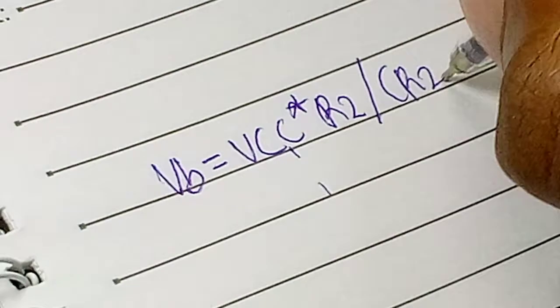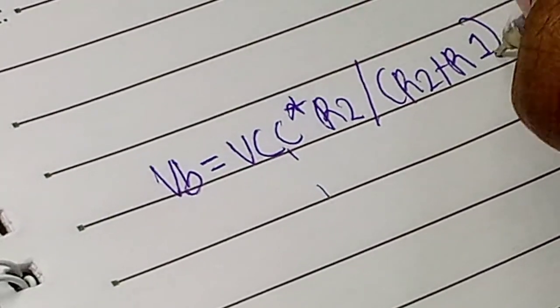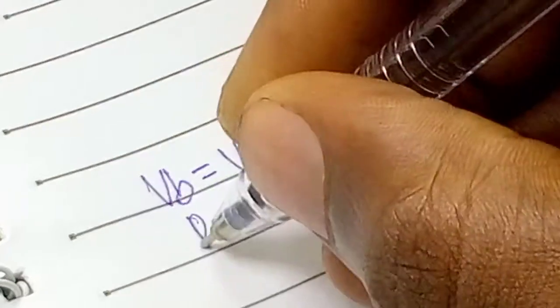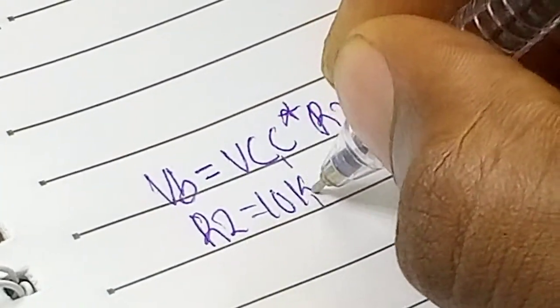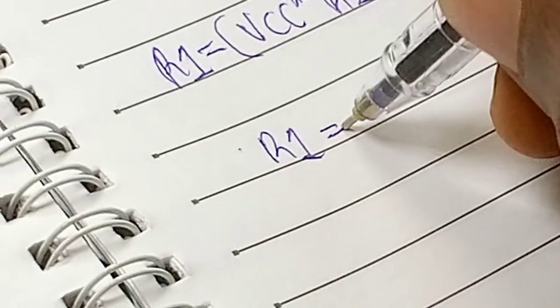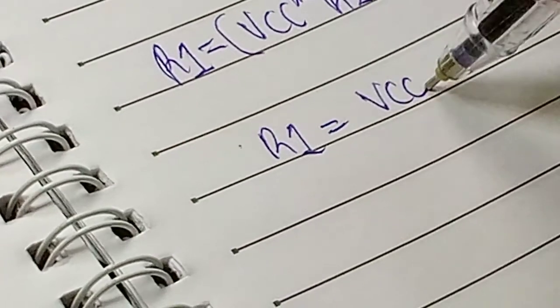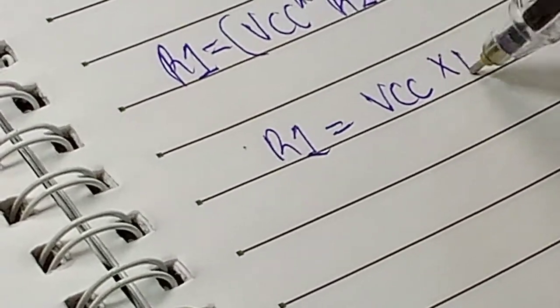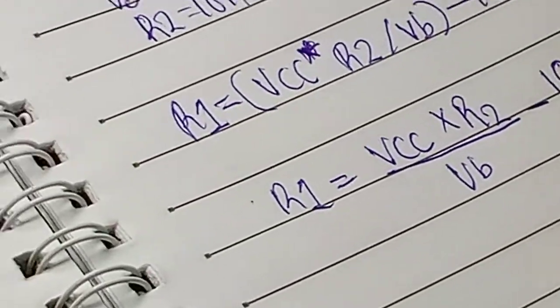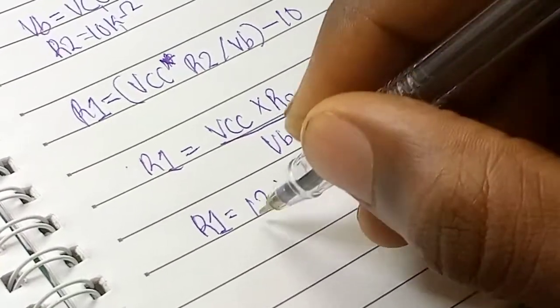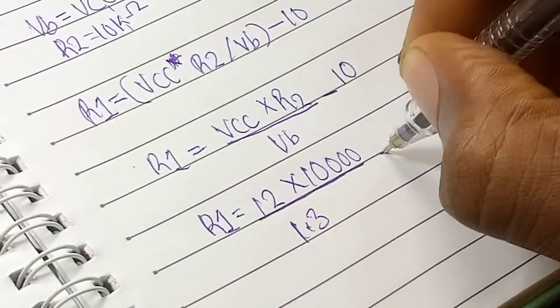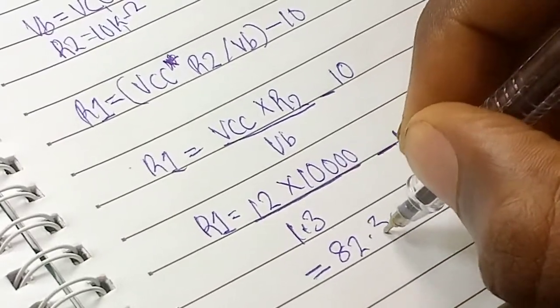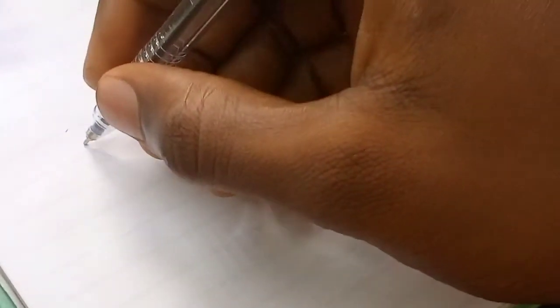The power supply voltage of my circuit will be 12 volts. Then we will have to randomly choose R2, and I choose 10 kilo ohms. Then rearranging the formula for getting R1, you get R1 equals 12, which is the VCC, times R2 over 1.3, all over minus 10. So the result leads to R1 being 82.3 kilo ohms, and the nearest standard value for 82.3 kilo ohms is 82 kilo ohms.